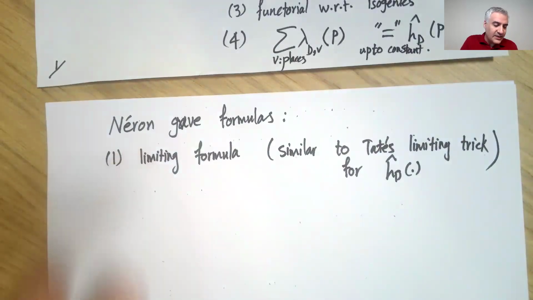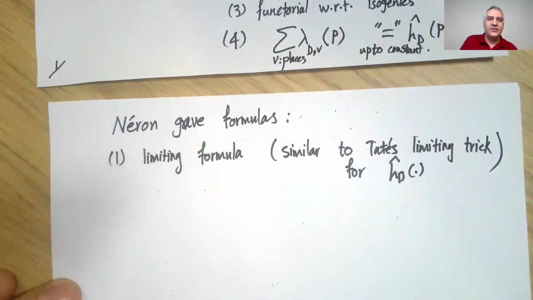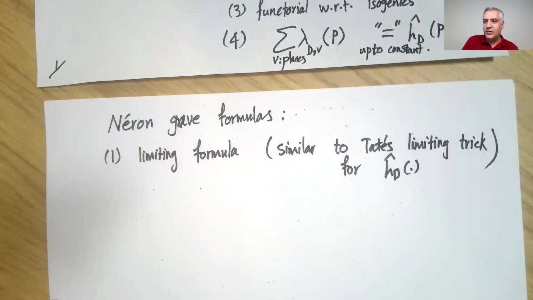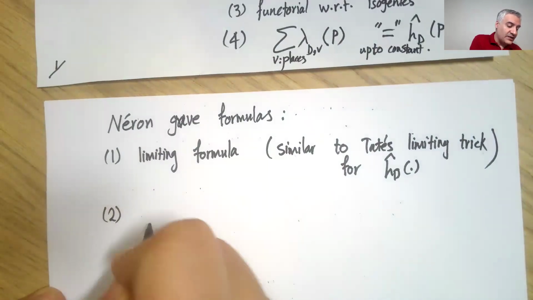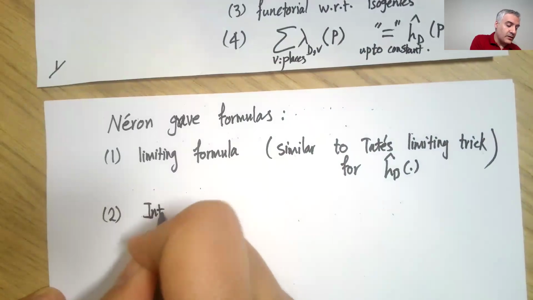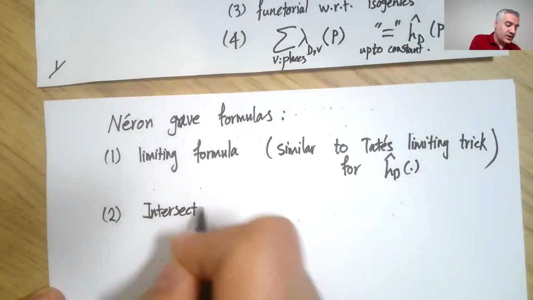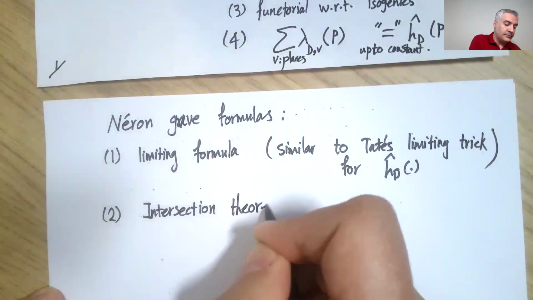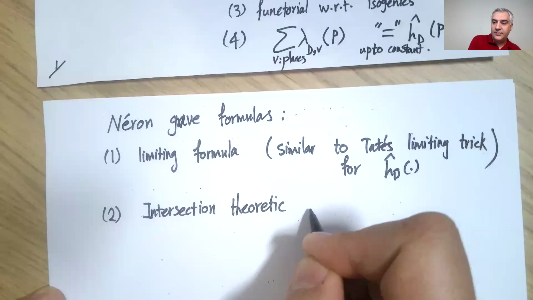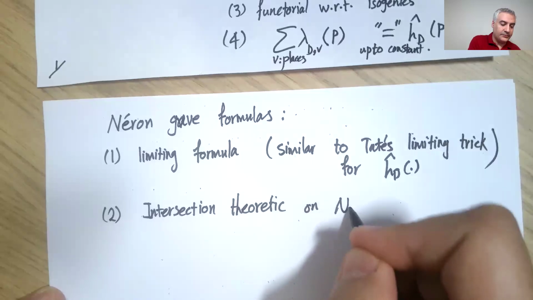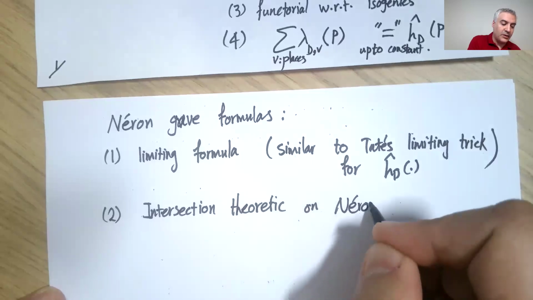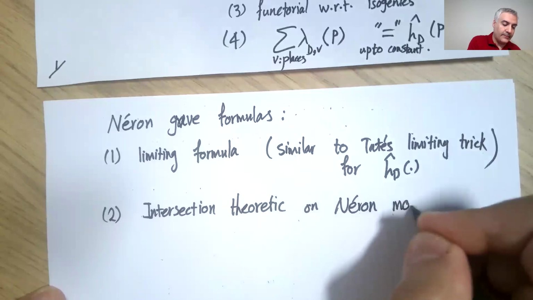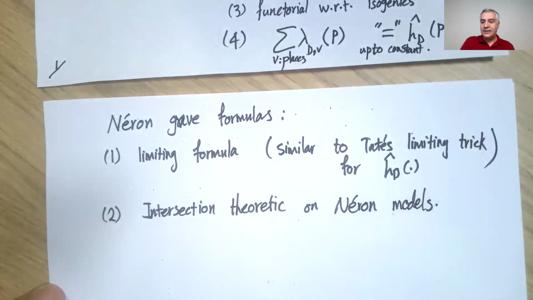So this limiting formula is again an existence result, really. It's not very useful in computing things. But he did give a formula in terms of intersection theory, intersection theoretic formulas on Néron models, what we now call Néron models, these minimal models that he constructed. And I'll get back to that.